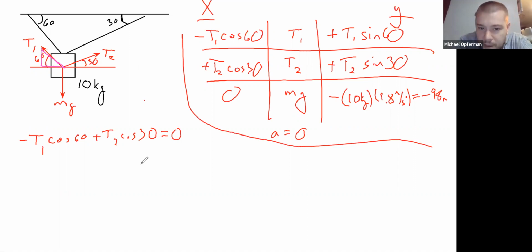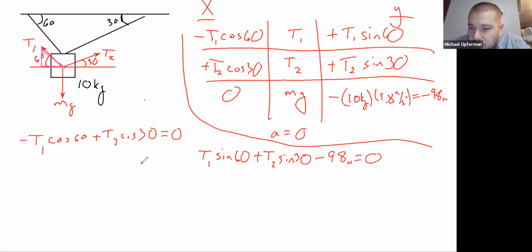And over here, we'll have positive T1 sine of 60, positive T2 sine of 30, minus 98 Newton equals 0. So those are my two equations I'm working with. And you'll notice that there's two variables, T1 and T2. So now it's just an algebra problem of solving a system with two equations and two unknowns. So you probably want to start with the left-hand equation because that one's simpler, and then solve for your favorite variable. So let's say I solve for T1.